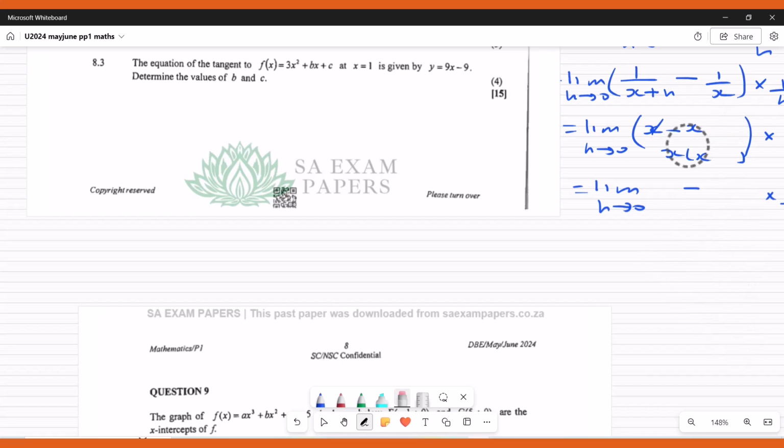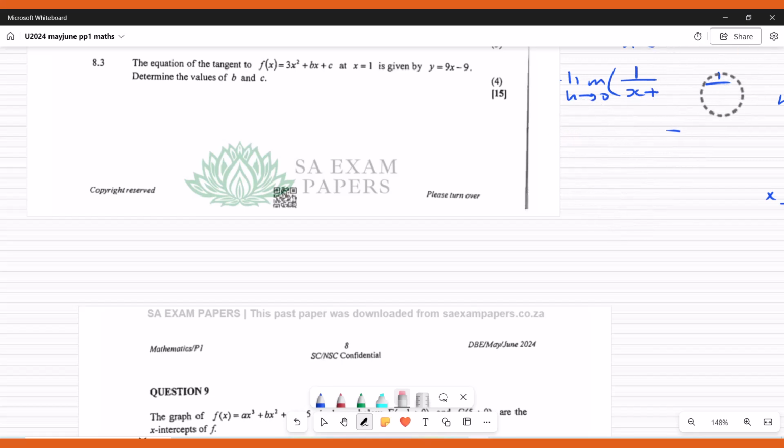So in this case now, they gave us the equation of the tangent to the function f of x equals to 3x squared, plus bx plus c at x equals to 1, given by this equation, which is y equals 9x minus 9. So determine b and c. In this case, my tangent is on here. This is my tangent here, and I know that the gradient m tangent here is 9.